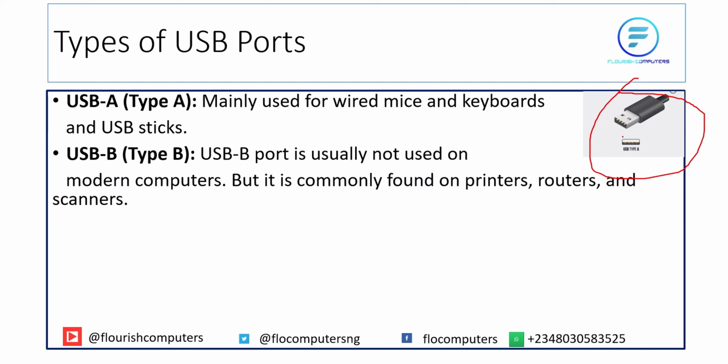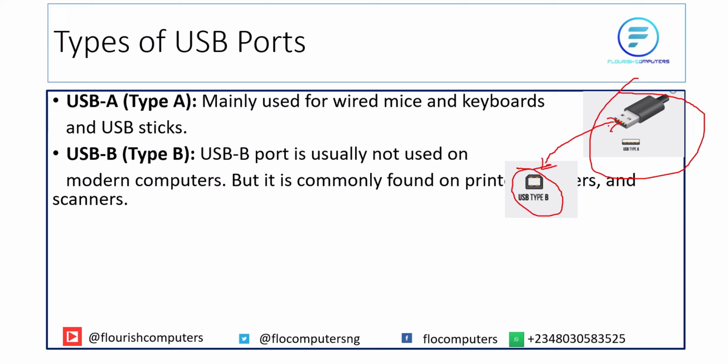Beyond type A, we also have USB type B. It is usually not used on modern computers, but it is commonly found on printers, routers, and scanners. If you have a printer, look at the back of it and you will see a USB port there. The shape is not like type A, but it is also USB. This is how it looks. So this is type B. Your printer has type B, while your laptop and desktop have type A. So the connection goes from the port on the computer to the one on the printer.